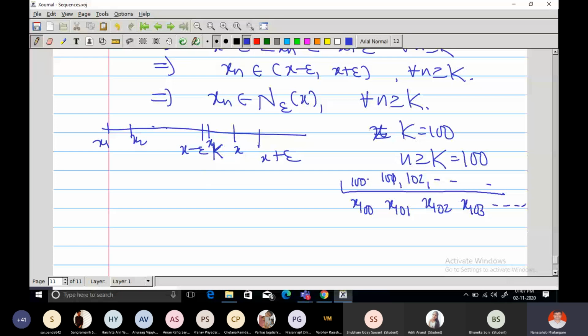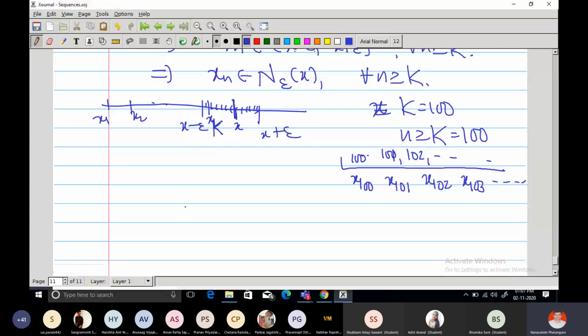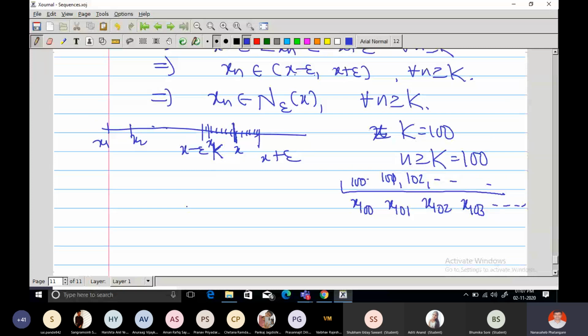What condition do these terms satisfy? All these terms are in this range. Their distance from x is less than epsilon. Ultimately, what does it mean? All xn are in between x minus epsilon and x plus epsilon. Right? So this is clear, what I want to say.